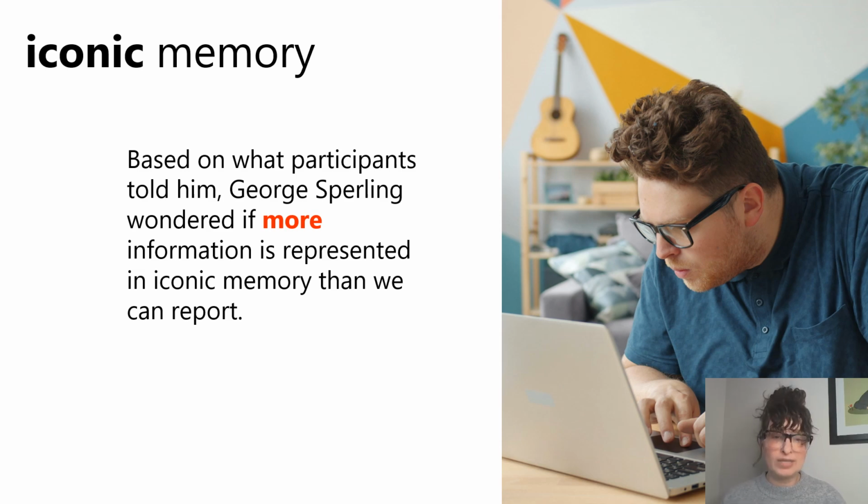So how do you get at this idea of how much information is actually accessible during iconic memory? For this, he created a new version of the iconic memory experiment that he called the partial report condition. In the partial report condition, participants would be shown the array, and then they would be given a tone at the exact moment that the array disappeared. A high tone meant that they should report the top row, a middle tone meant that they should report the middle row, and a low tone meant they should report the bottom row.